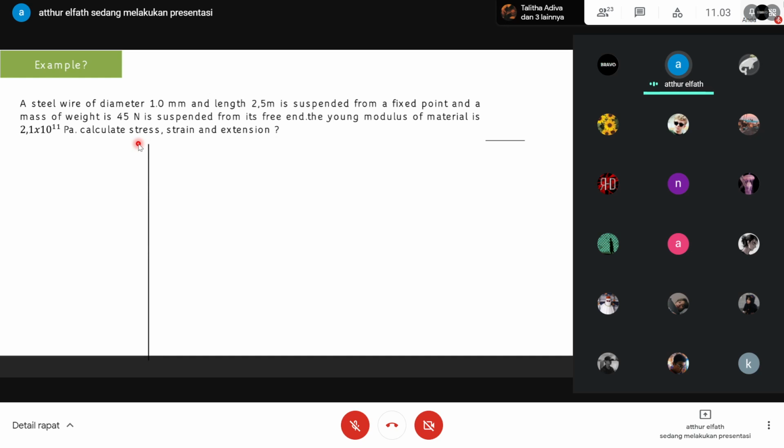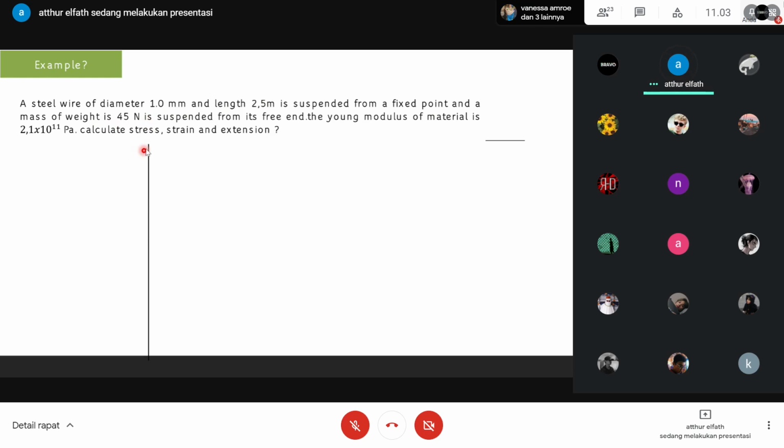Lagi pula ini cuma example ya. Okay, at least thank you. Yeah, you try to finish these example questions. Okay, I told you we obtained 4 pieces of information from these questions. Those are diameter, length, weight, and the last one is Young modulus.